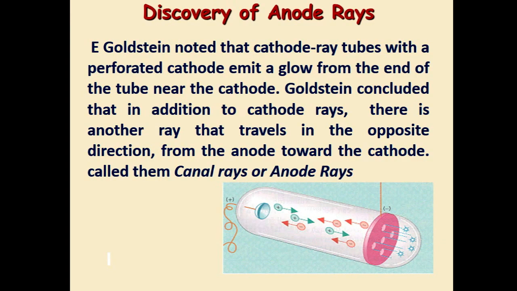Let us discuss the discovery of the anode rays. E. Goldstein noted that cathode ray tubes with a perforated cathode emit a glow from the end of the tube near the cathode. Goldstein concluded that in addition to cathode rays, there is another ray that travels in the opposite direction, from the anode toward the cathode. He called them canal rays or anode rays.